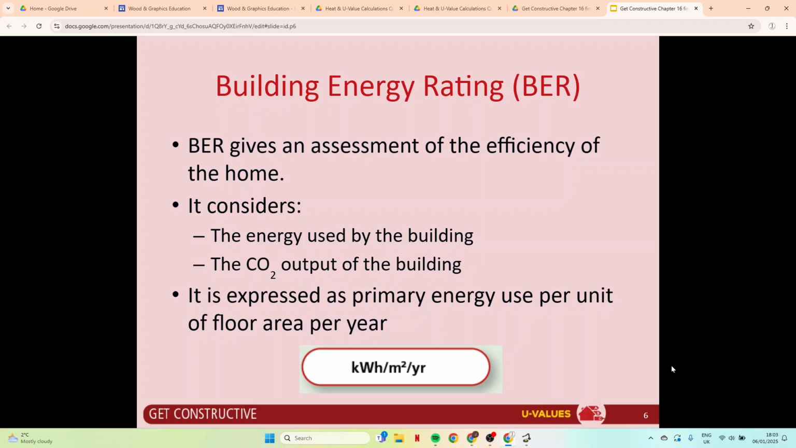BER is a recent assessment or figure put on all appliances and buildings. Okay, you'll often see them on the likes of your tumble dryer, washing machine, or fridges. Okay, if you're buying or selling a new house, you'll also see one. It considers the energy used by the building and also the CO2 output.